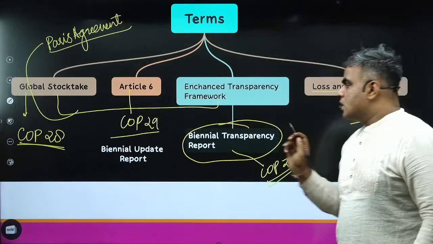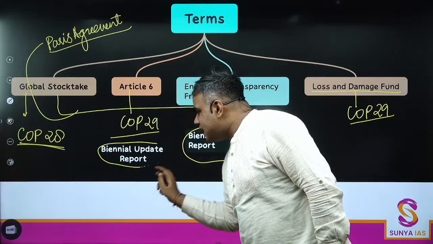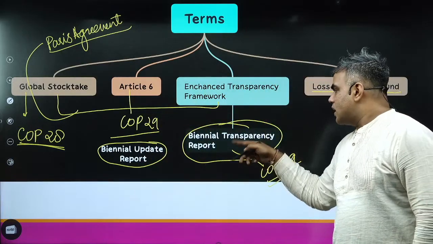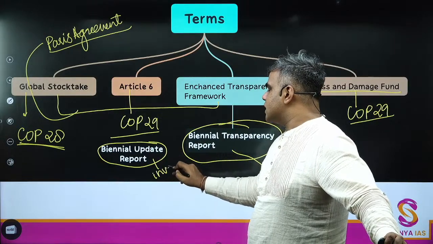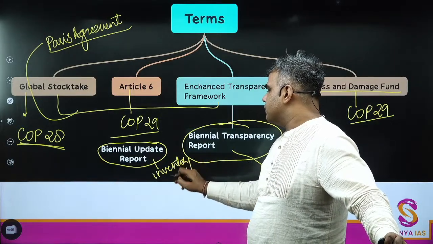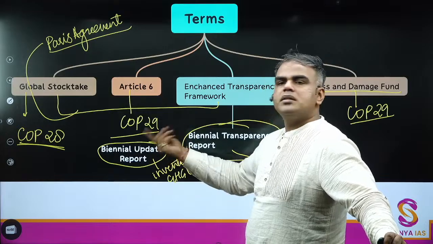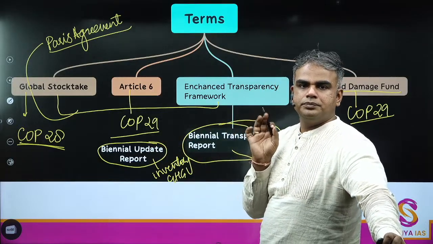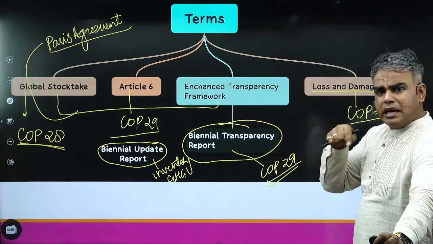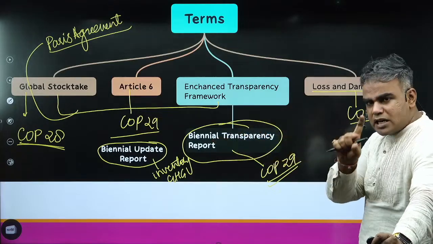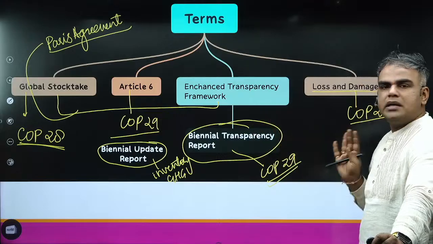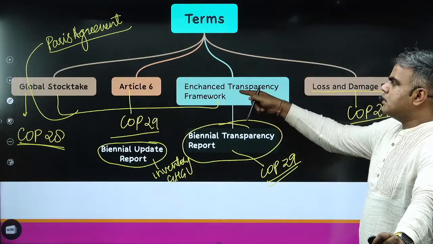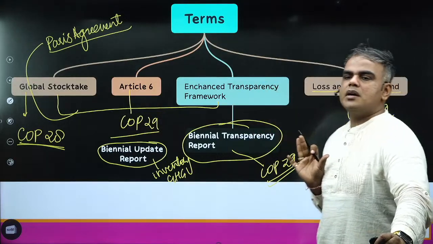Now, there is also a biennial update report. One is the transparency report. This report also gives you the overall greenhouse gas inventory related data. This also is under the UNFCCC. In fact, we also spoke about it in the Indian State of Forest Report, where this BUR has been mentioned many times. BUR is different, BTR is different. BTR is under the Enhanced Transparency Framework.